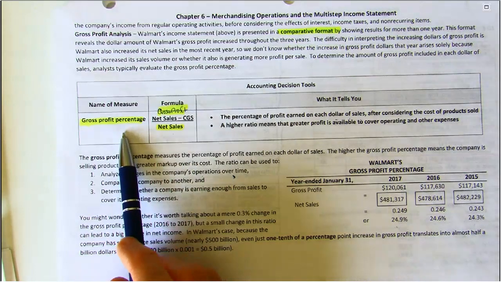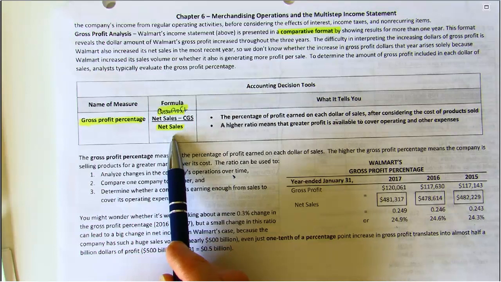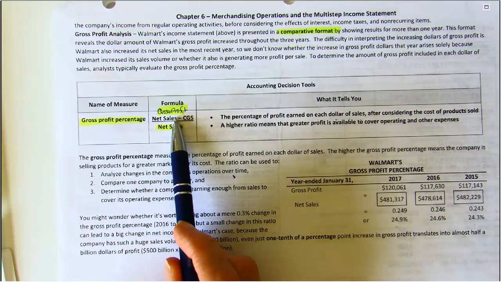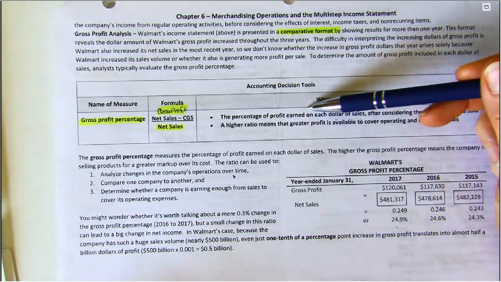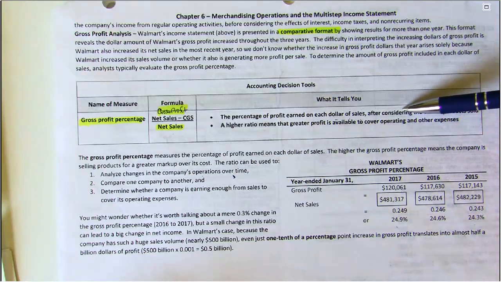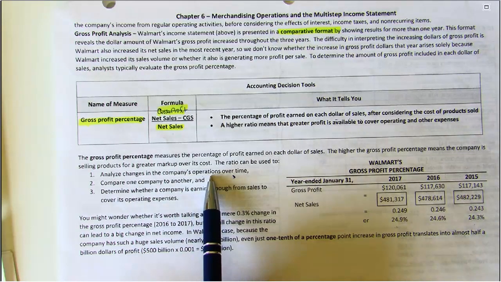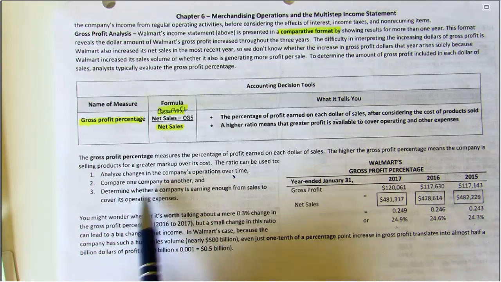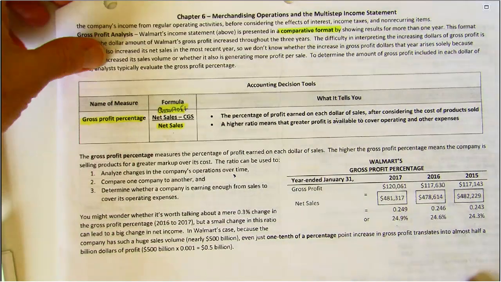Our gross profit percentage is net sales minus cost of goods sold divided by net sales. And remember, net sales minus cost of goods sold is our gross profit. This gives us the percent of profit earned on each dollar of sales after considering the cost of goods sold. And it allows us to analyze changes in the company's operations over time, to compare one company to another, and to determine if the company is earning enough from sales to cover operating expenses.